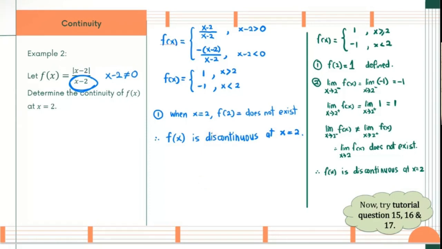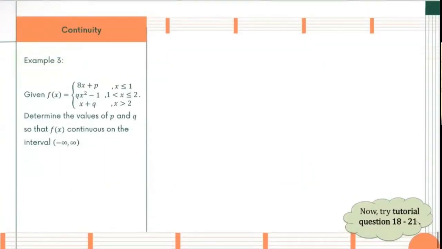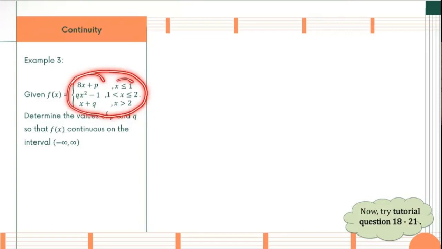Saya rasa saya dah berbelit-belit dah. Okay, boleh faham? Alright, now saya pergi kepada last example. Last example ni adalah soalan yang suka masuk exam. Dia suka tanya lebih kurang macam ni lah soalan dia. Okay, so example 3. Given a function, piecewise function, dia ada bagi domain kat sini.